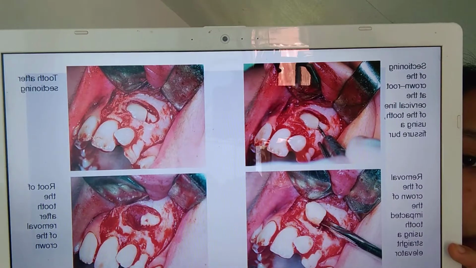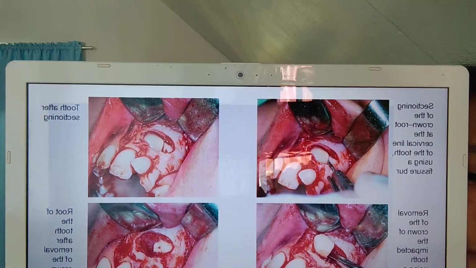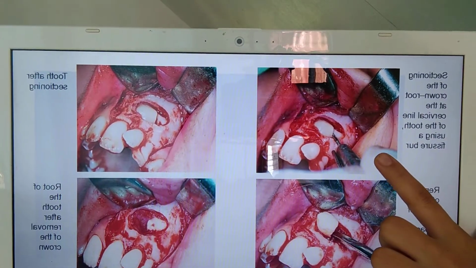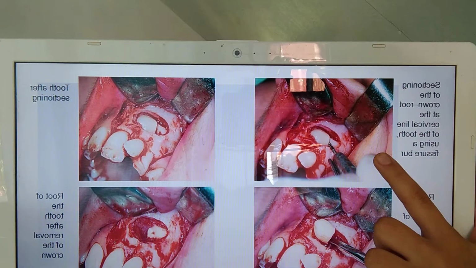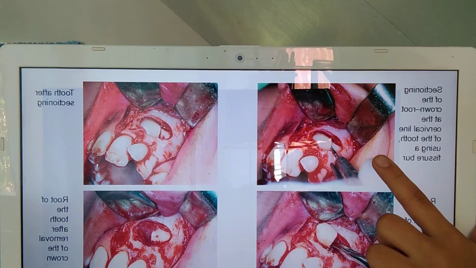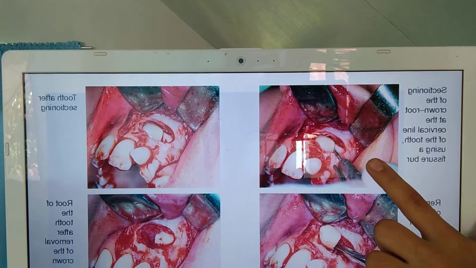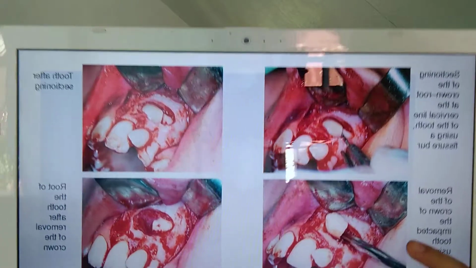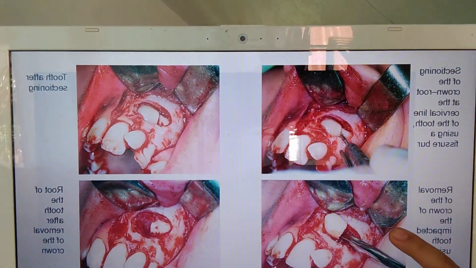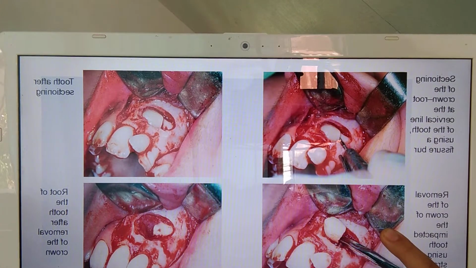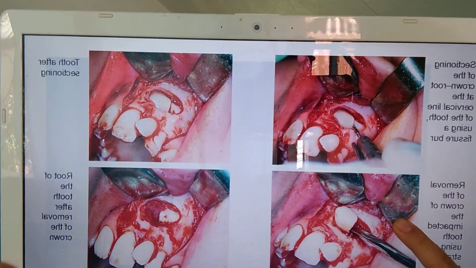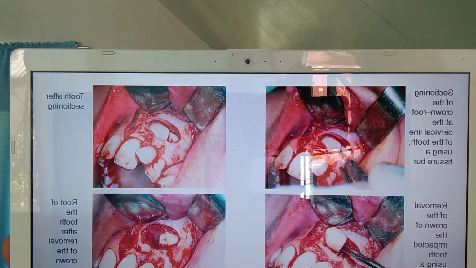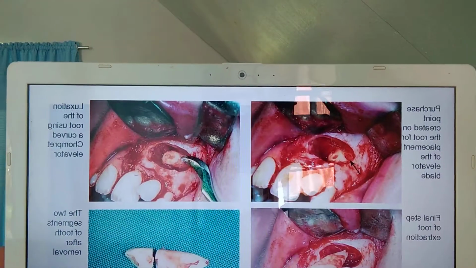Here on the next slide, on the first picture, we can see the sectioning of the crown from the root at the cervical line of the tooth using a fissure burr. On the second one, we can see the tooth after sectioning. On the third one, we can see the removal of the crown of the impacted tooth using a straight elevator. And on the fourth is the root of the tooth after removal of the crown.